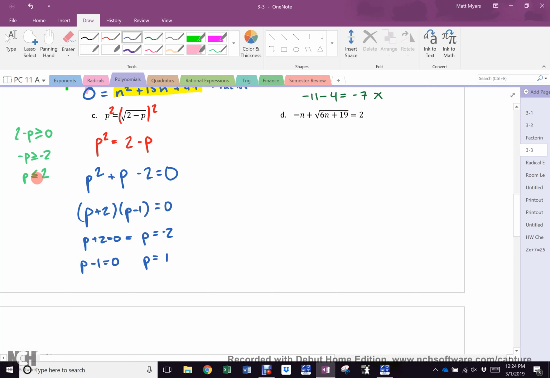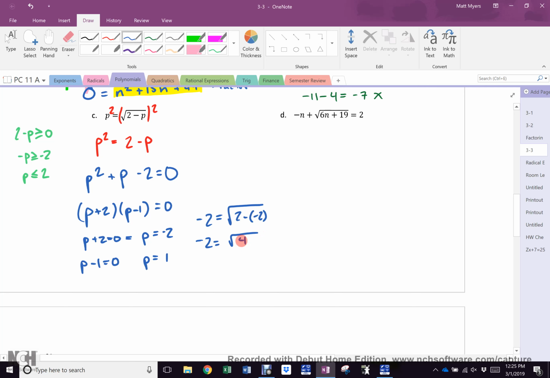Are both of those less than 2? Yes. So they meet the restrictions. Is it possible one of them is extraneous? Yes, because we have 2 answers. So let's check. What is 2 minus negative 2? 4. Everyone agree? So with this one, what is supposed to be on this side? Negative 2. Negative 2 equals the root of 2 minus negative 2. Agreed?